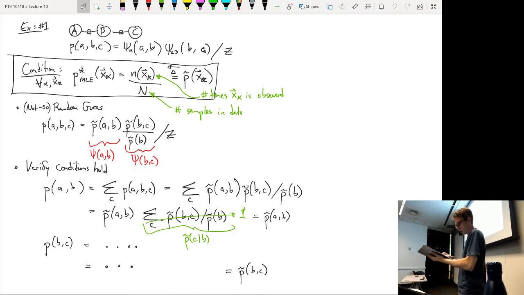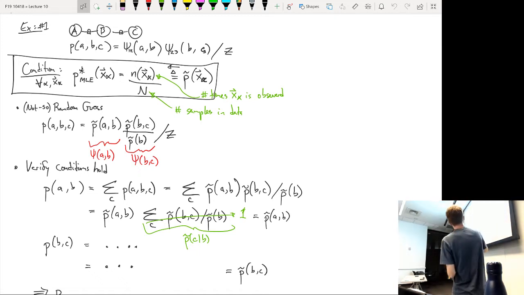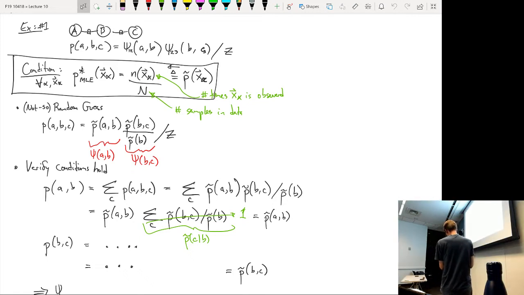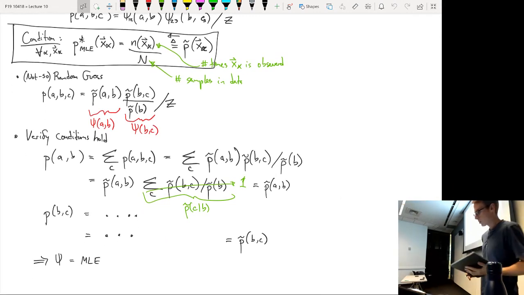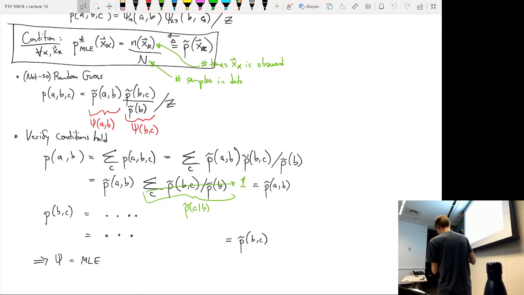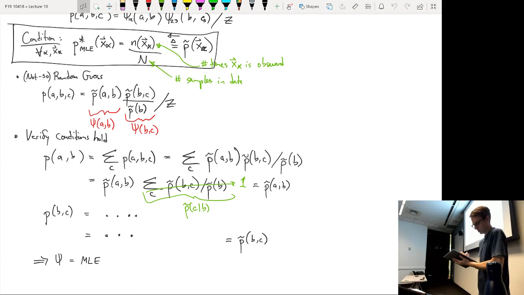Okay. So what we get here is then that our P tilde is, or sorry, I should be careful here. Our definition of these psis are equal to the maximum likelihood estimates. So I want to do one more example before we jump back to the slides here, which is, this will be example number two.